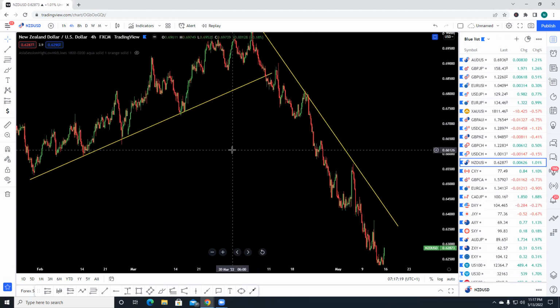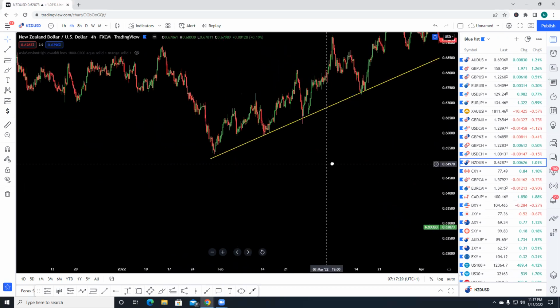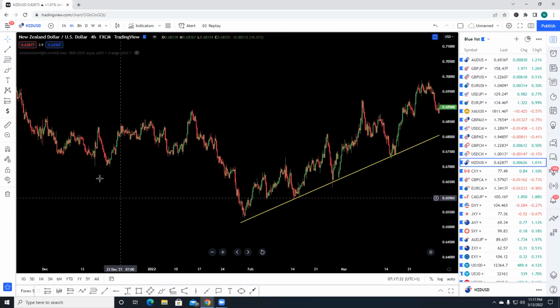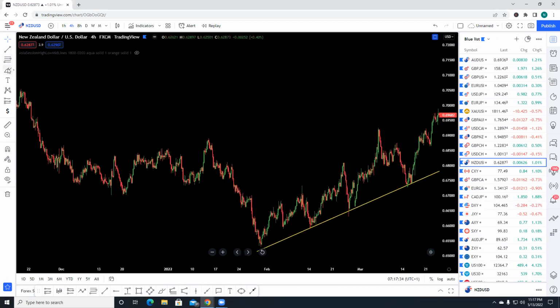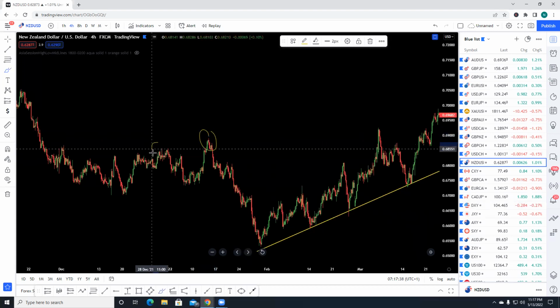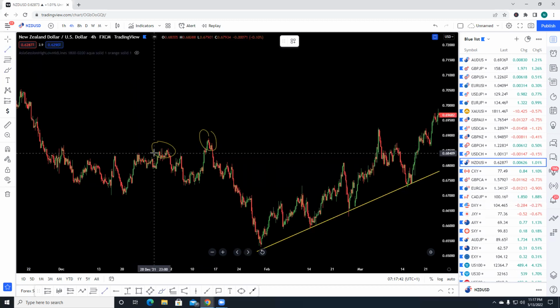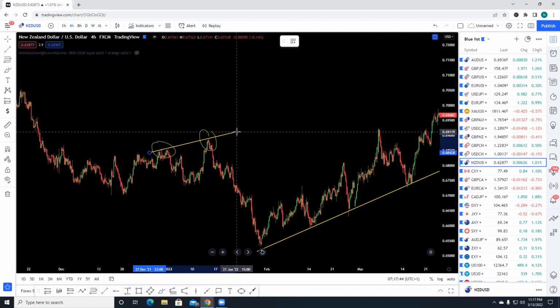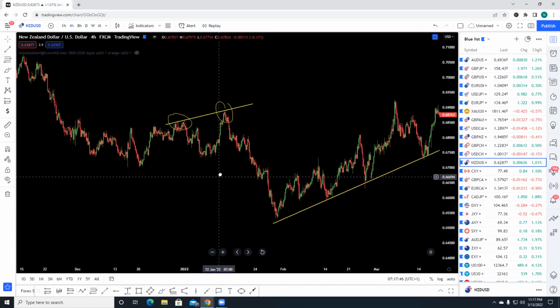Without much talk, what is a trendline? A trendline is nothing but just a straight line used to connect a minimum of 2 swing points on the chart. This is a swing point. This is a swing point. So if you want to connect these swing points together, this becomes a trendline. It's a very valid trendline.